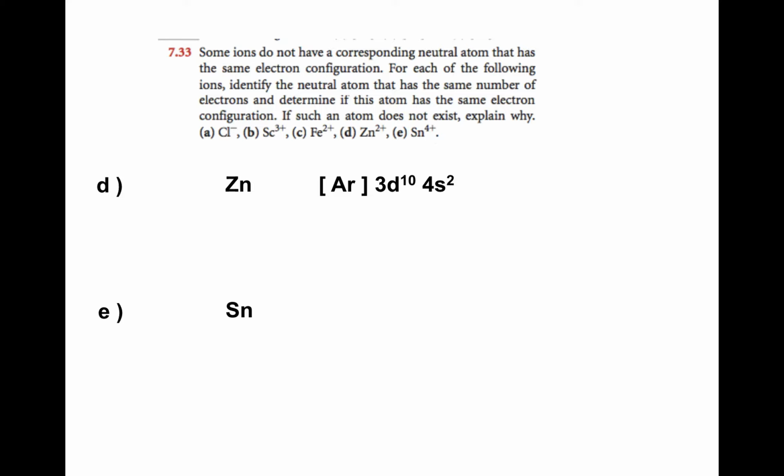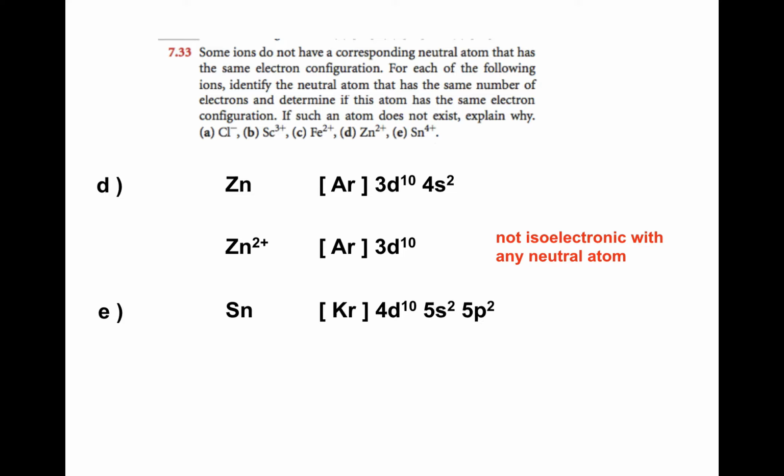Same with zinc 2+. It's the 2 electrons removed from the 4s that gives me an argon core 3d10 for zinc 2+. Not isoelectronic with any neutral atom. And if we're looking at tin 4+, it's the 4 electrons removed from the 5th energy level. The 2 come out of the 5p first, and then out of the 5s to give me a krypton core 4d10. So again, not isoelectronic with any neutral atom.